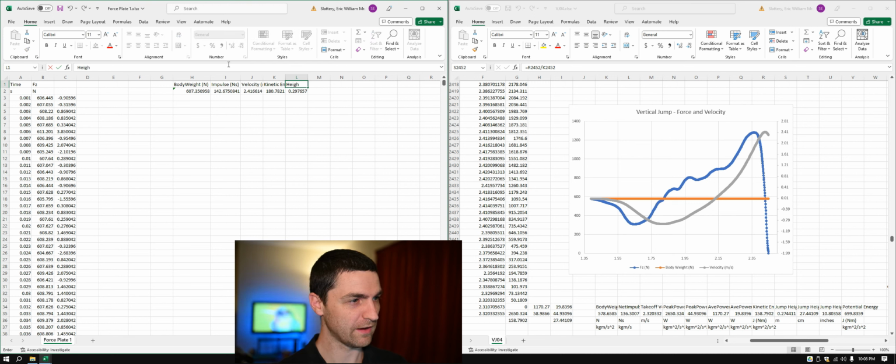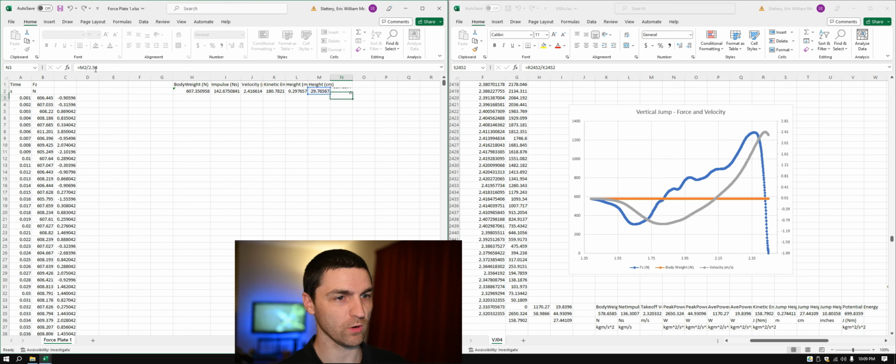So this is our height in meters, then we'll take this and divide it by 100, multiply by 100. And that's height in centimeters. And lastly, we'll convert this to inches. So that's going to be divided by 2.54. Height in inches. Cool. Great.